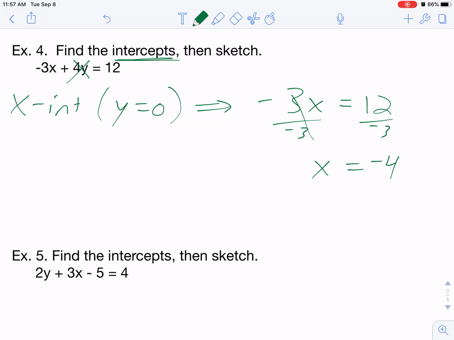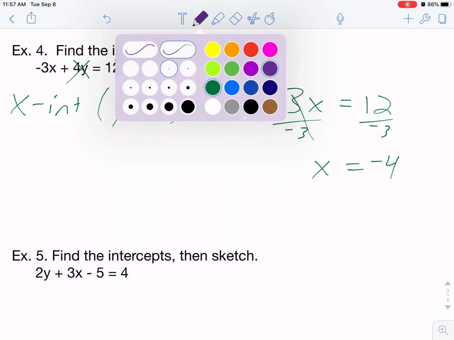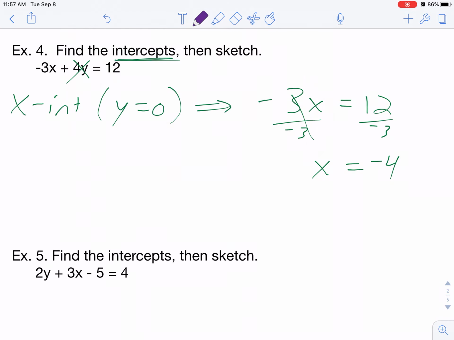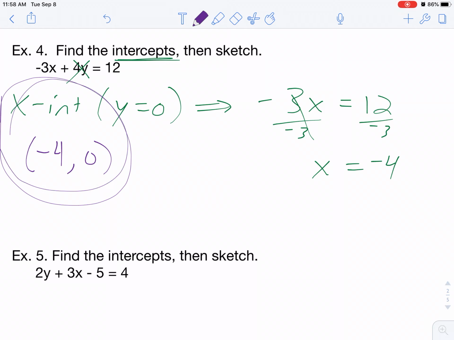However, that's not good enough. That's not really the way you're supposed to write it. The x-intercept is a point on a graph. So when you do your quizzes and stuff, the x-intercept is supposed to be written as an ordered pair, (-4, 0). And so what you'll notice is the x value is whatever we found here, over here, and then the y value is the 0. Okay, so that's our x-intercept.